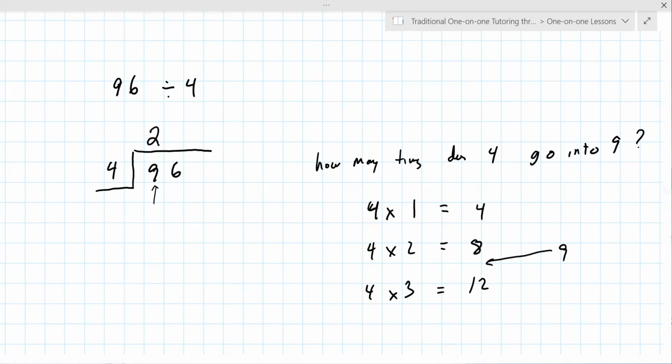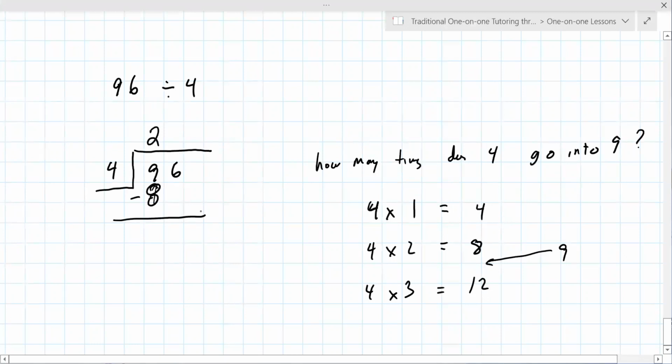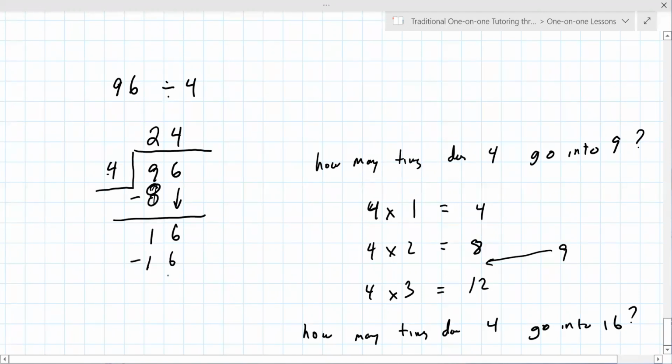Okay, so 4 times 2, what is 4 times 2, Michael? 8. 8. So the 8 goes underneath the 9 and you subtract. 1. Okay, 1, and then you bring the next number down, 16. Now, how many times does 4 go into 16? 4 times. What is 4 times 4? 16, and you subtract, and you get 0.